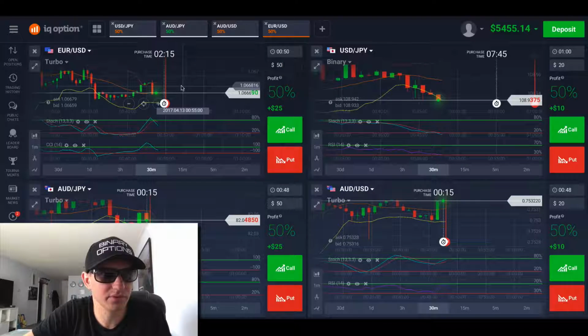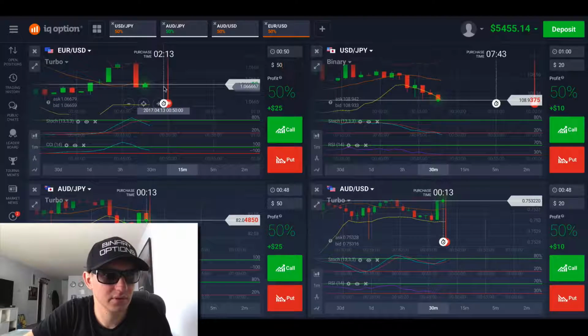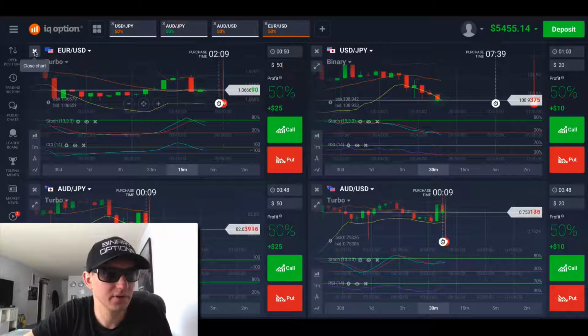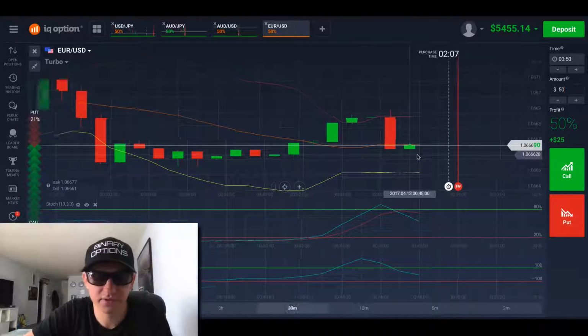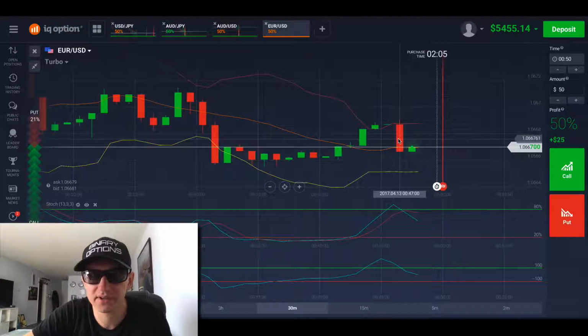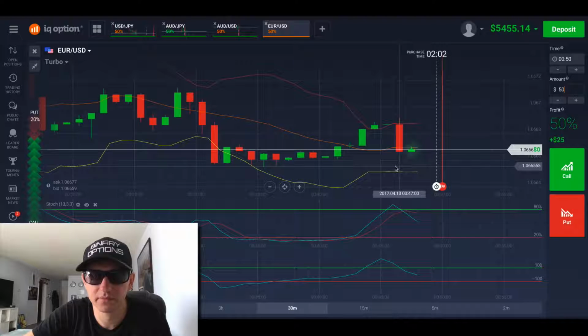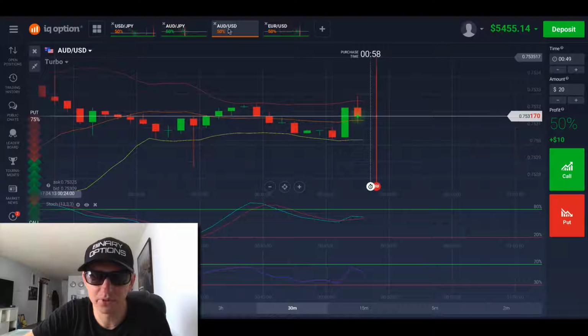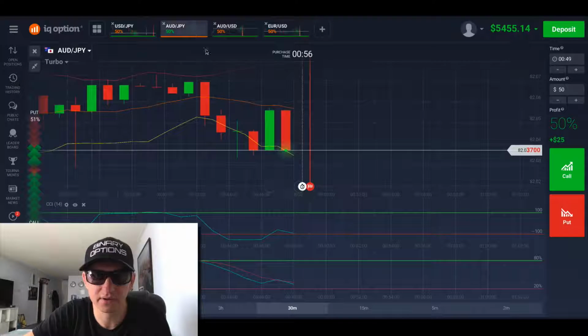GPY, Euro USD. Okay, so it looks like we missed the moment on Euro USD because there was a big drop down that happened right away. Okay, we're gonna skip it.